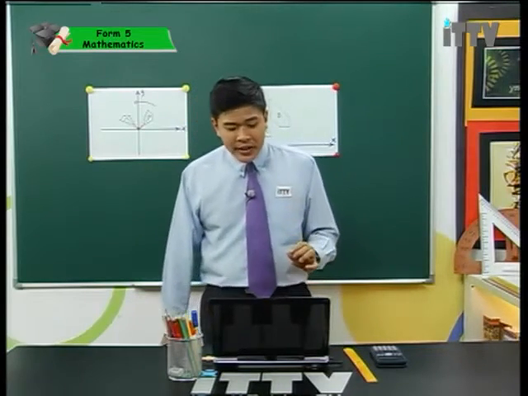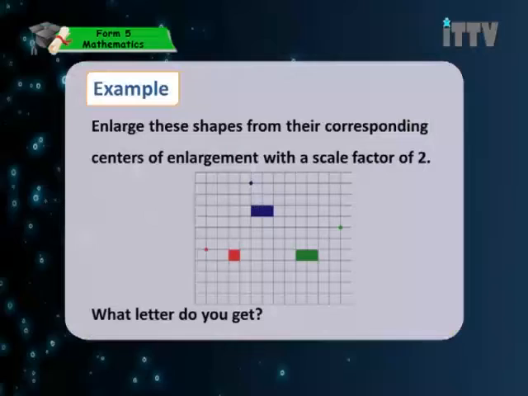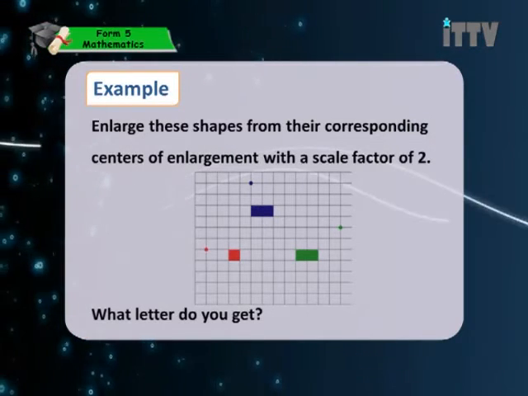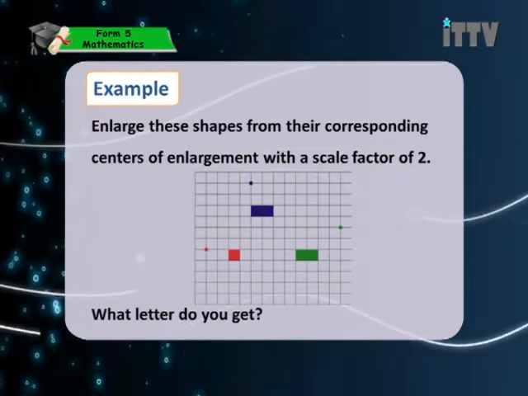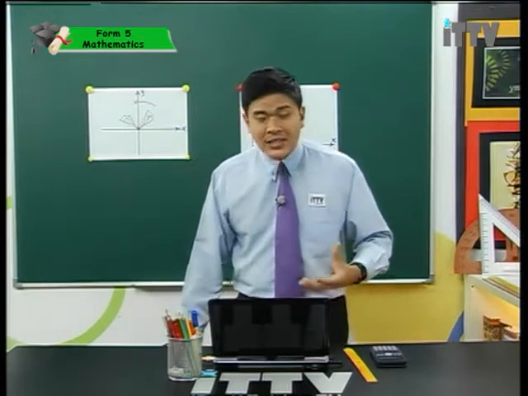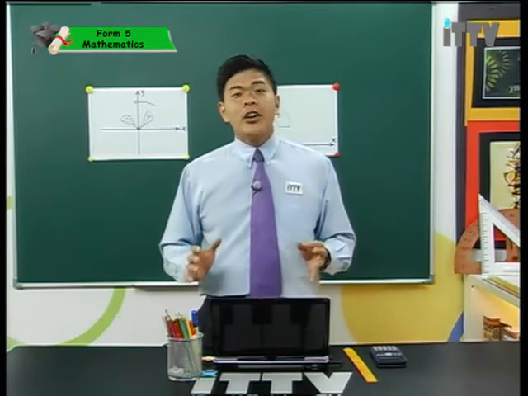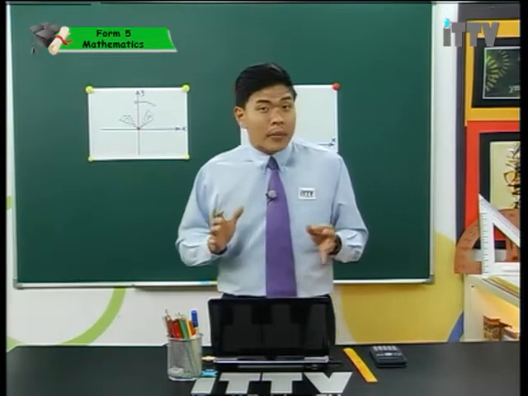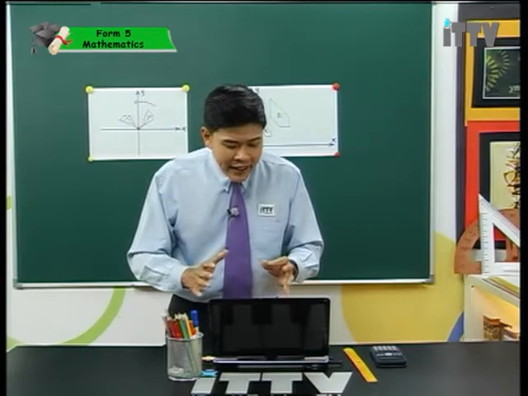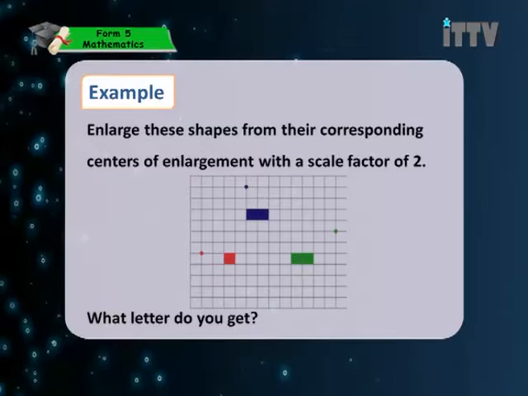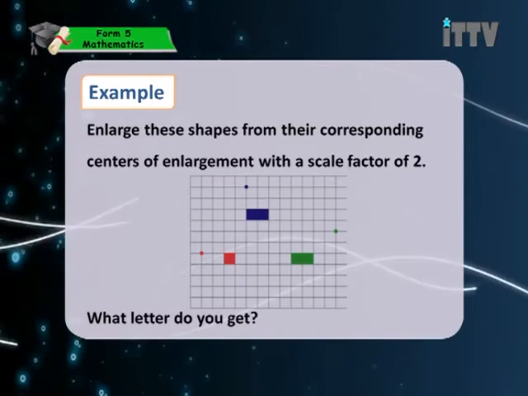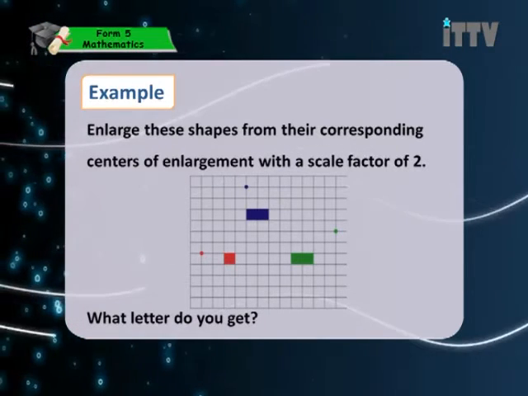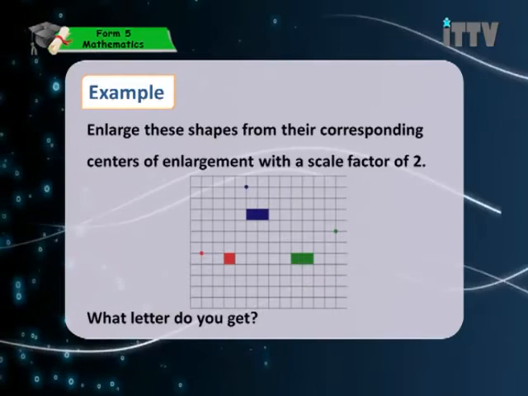Now, let's take a look at this example. Enlarge these shapes from their corresponding centers of enlargement with a scale factor of 2. We have gone through many examples like this, just to get an idea of the transformation that we are talking about. So I'm sure all of you will get an idea of this. We have 3 objects right now. I want you to imagine and visualize what letter you will get when you enlarge it with a scale factor of 2 about the dot.